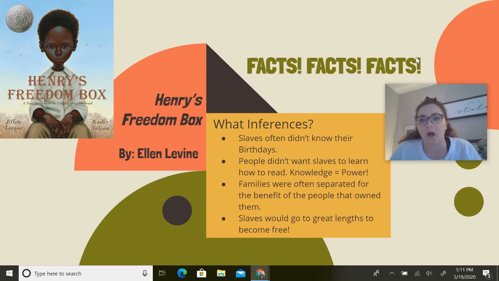So a lot of places it was illegal to teach slaves how to read, because that sense of knowledge is very powerful. Families were often separated for the benefit of the people that owned them. So just because you were a family unit did not mean that you would get to stay together. If it benefited the owner, whole families of slaves could be separated. And then slaves would go to great lengths to become free, and former slaves would go to great lengths to also help other slaves become free later on.